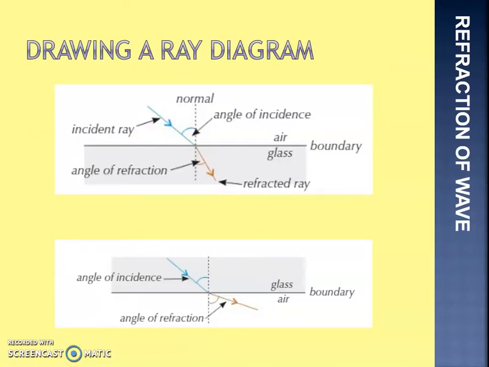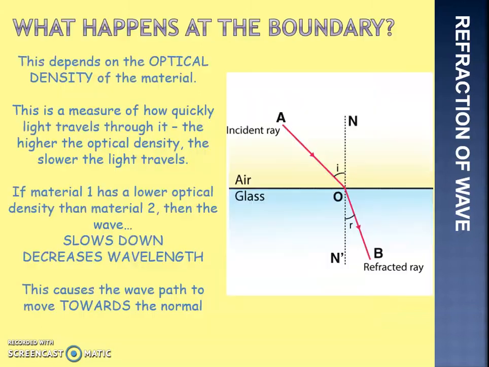There's two examples of our ray diagrams. First one, we can see the angle of incidence much bigger than the angle of refraction. Second one, angle of incidence much smaller than the angle of refraction. Now that depends on what it's passing to and what it's passing from.